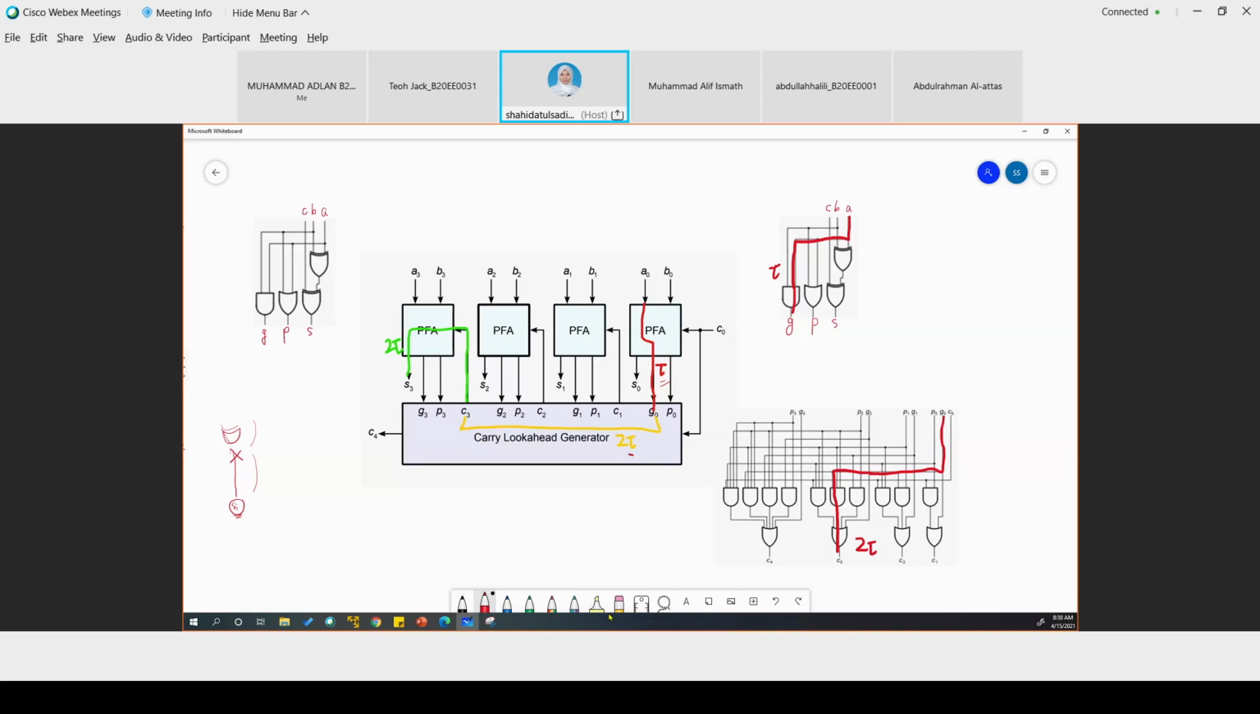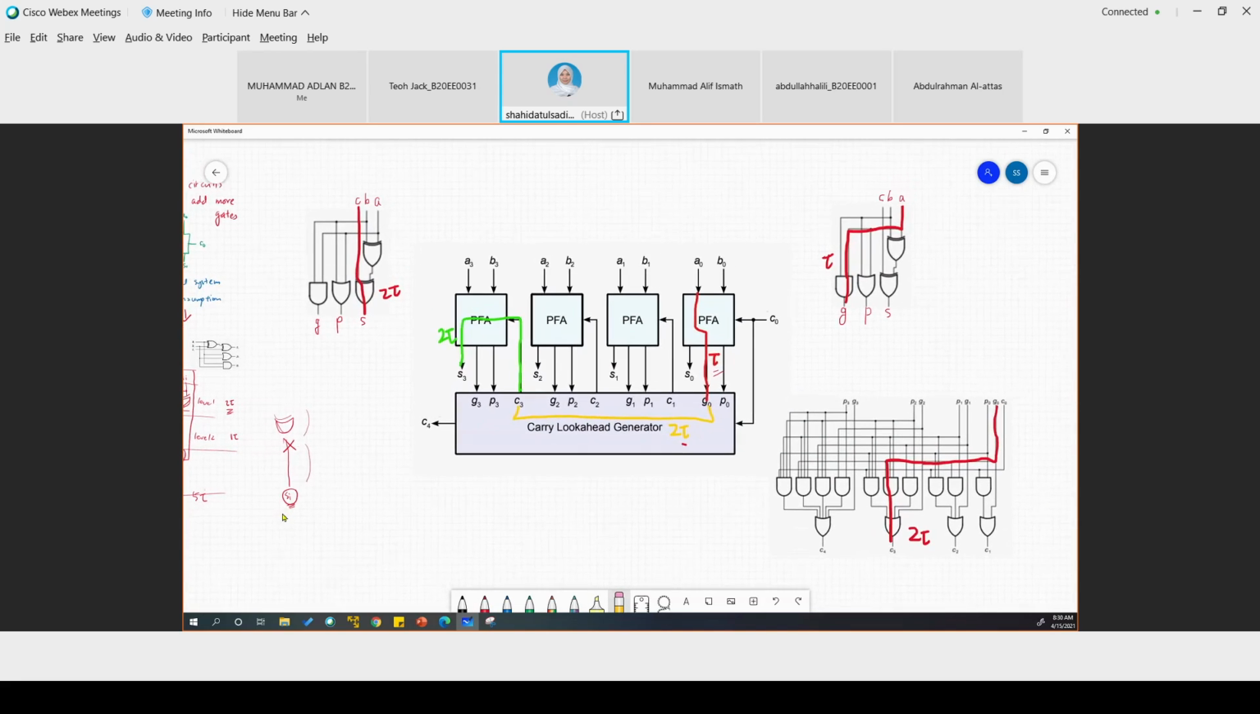Then this one is C3 to S3. So this is C3 here and into S3. So there is one XOR. So it's 2 tau. Right? I hope it's clear. That is why the carry look ahead adder has 5 tau in total.